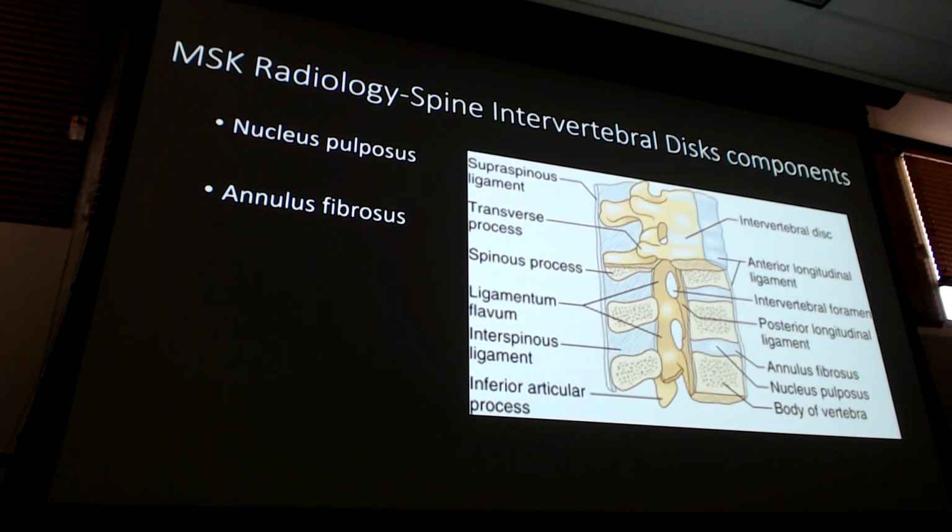Intervertebral disc anatomy. Okay? Know your difference. Know where they're supposed to be. Know what it looks like. I'm not giving you anatomy questions, but anatomy is important to understand what you're looking at from an x-ray standpoint.